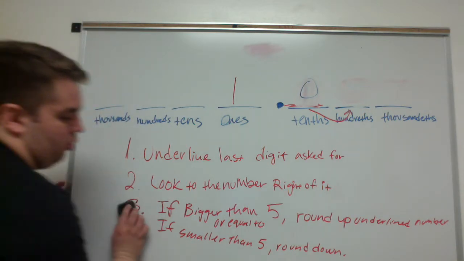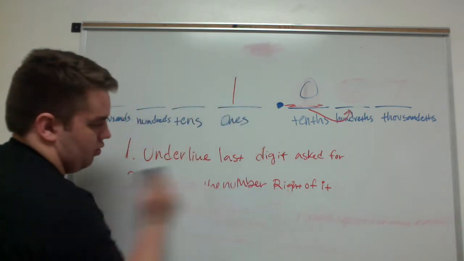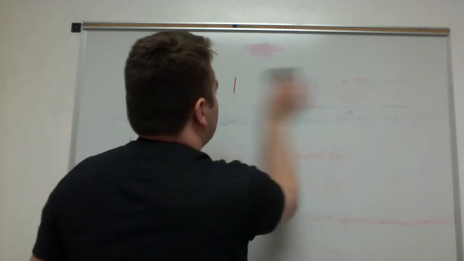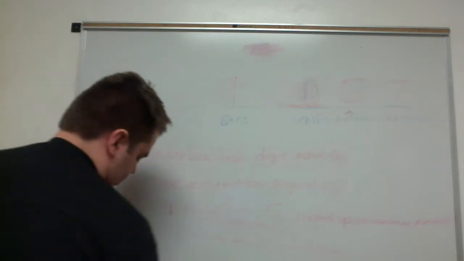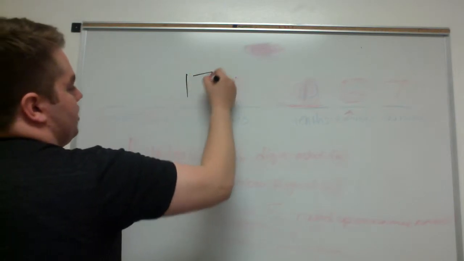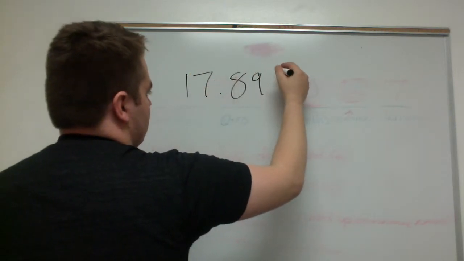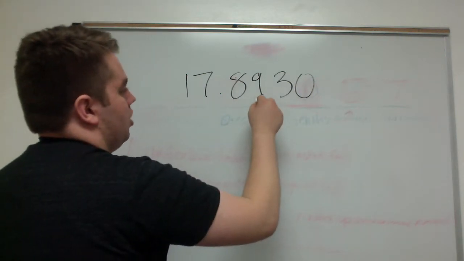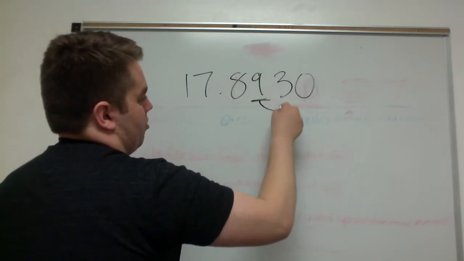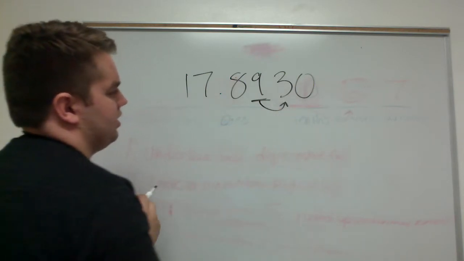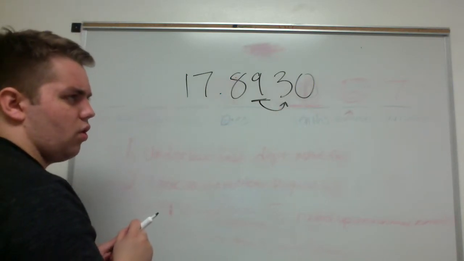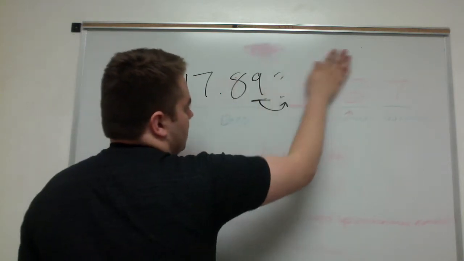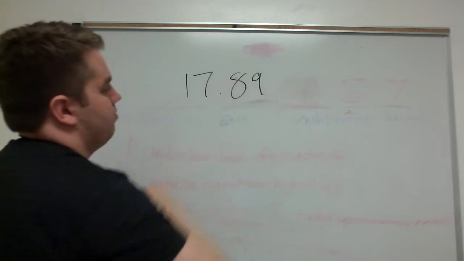I'm going to do a couple for you right now. Try not to make the video too long, but we'll see. So let's do 17.8930, and we want to round it to the hundredths place. We would underline it, look to the number right of it, and say, is that bigger than, equal to, or less than 5? That's less than 5, so we'll just erase this, and this will be our answer.